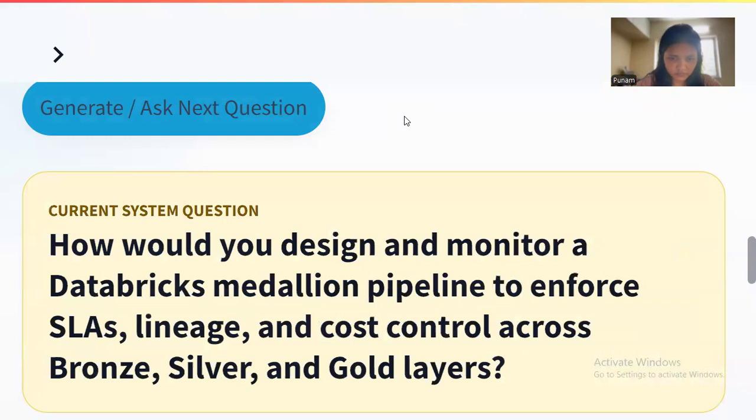How would you design and monitor a Databricks Medallion pipeline to enforce SLAs, lineage, and cost control across bronze, silver, and gold layers? Sorry, I don't have much knowledge on this also. I will read on this. Okay. Let's take one last question.